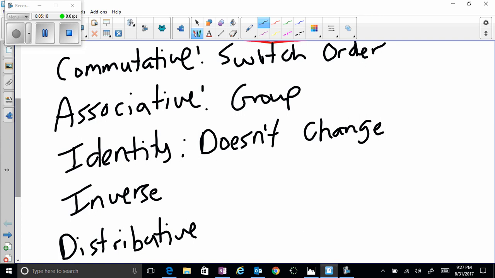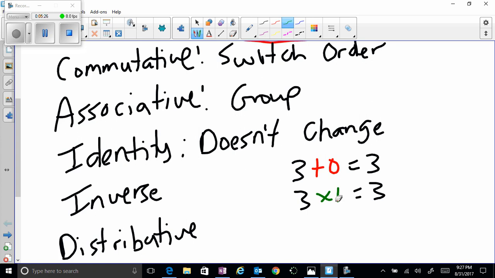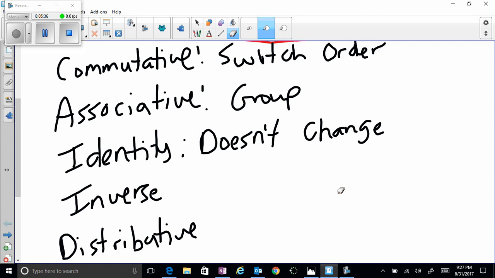So with addition, there's one particular number that we can add to any number and not change its value, and that is 0. And for multiplication, there's a number that I can multiply by any number and not change its value, and that is 1. So 0 is what we call the additive identity, and 1 is the multiplicative identity, because it does not change the value when you add or multiply.